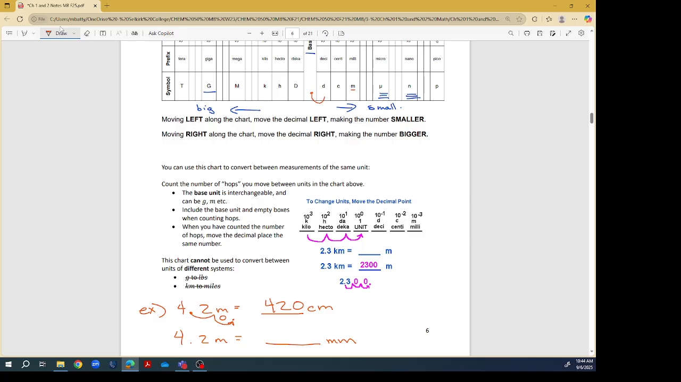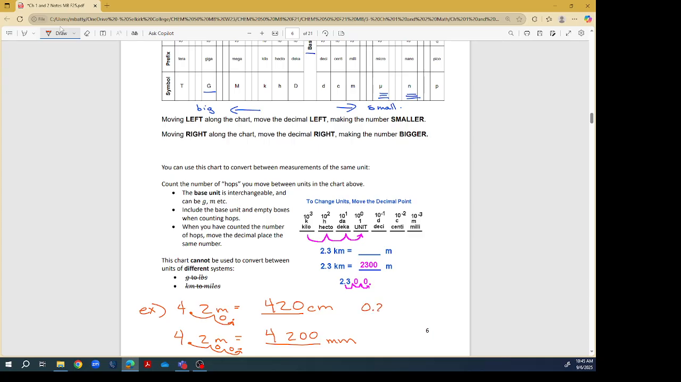So I'd go 1, 2, 3 places that way. It's starting here and I'd go 1, 2, 3 places. That's where my decimal is going to end up, and I'd fill in my little bumps with zeros. So that's 4,200. There's another one we could do. Maybe we have to go through that base unit. So the last one that I might show us, and this one's kind of ridiculous, I don't know what useful application you'd have.